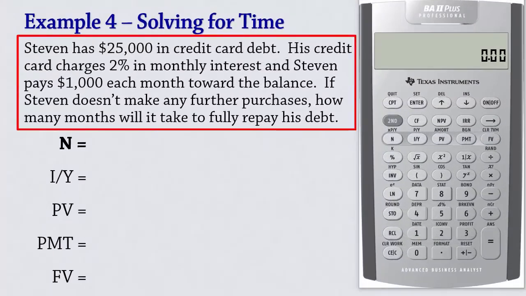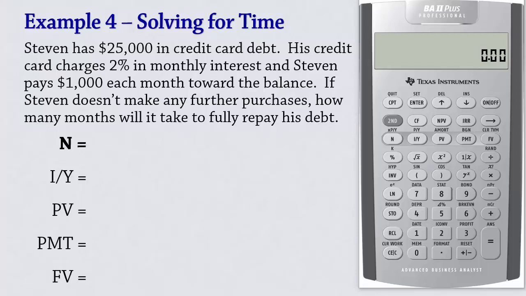Next, we solve for time. Steven has $25,000 in credit card debt. His credit card charges 2% in monthly interest, and Steven pays $1,000 each month towards the balance. If Steven doesn't make any further purchases, how many months will it take to fully repay his debt?